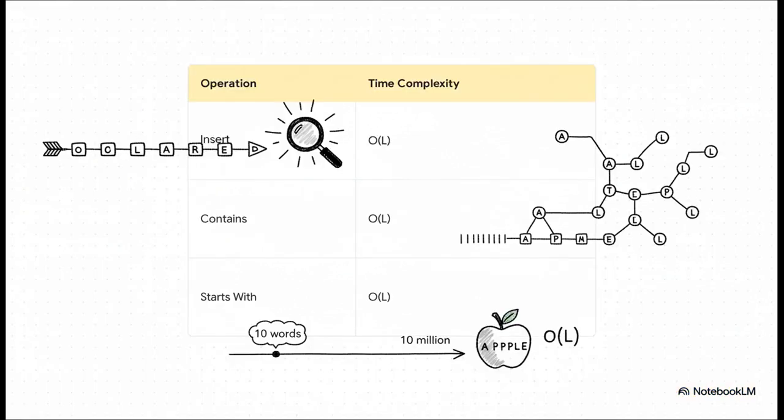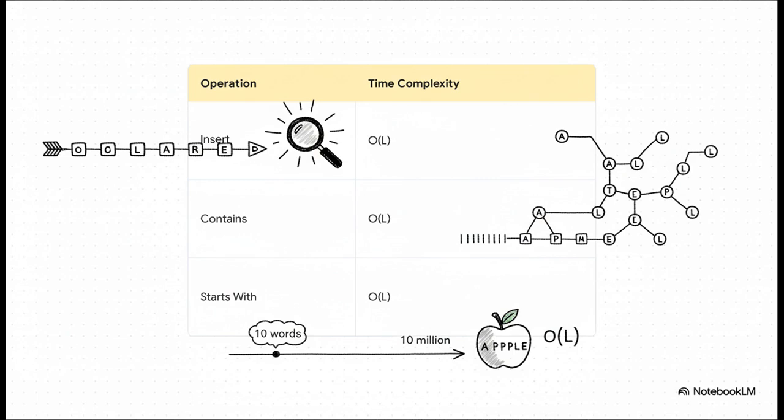Now, what's so cool about this slide is the time complexity. Look at that. Everything is O(L), where L is just the length of the word you're searching for. Notice what it's not dependent on: the total number of words in your dictionary. Whether you have 10 words or 10 million, finding apple takes the same number of steps, one for each letter.